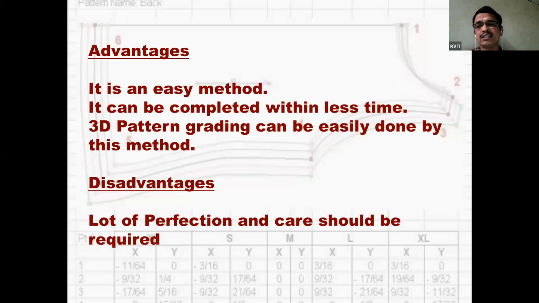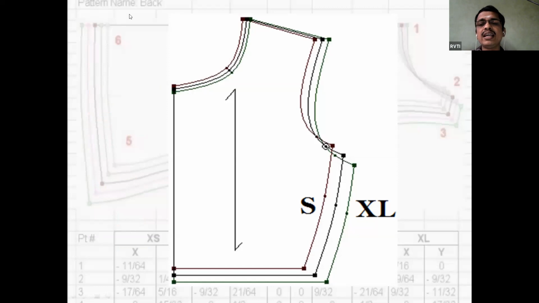Why am I saying a lot of perfection? Normally somebody may draw only the S size. Next time, when drawing the M size curve, it should be proportionately matched with the S size armhole curve. Suppose I draw the S size curve with one proportion and some other proportion in the M size and L size curves, then definitely a fitting problem will come. So this method requires a lot of care and perfection.